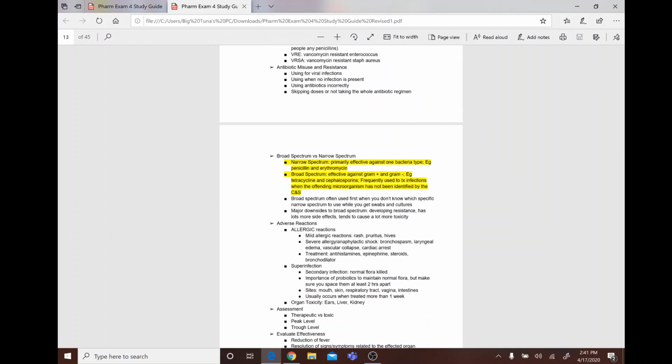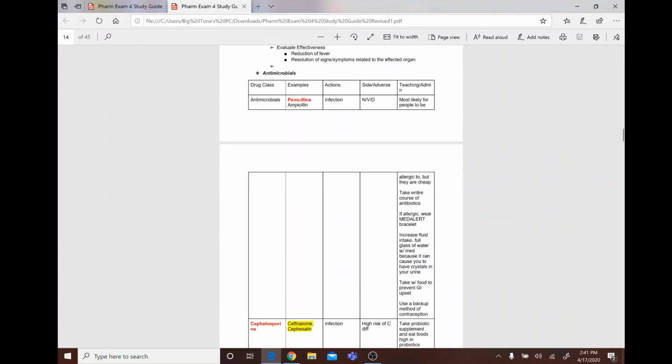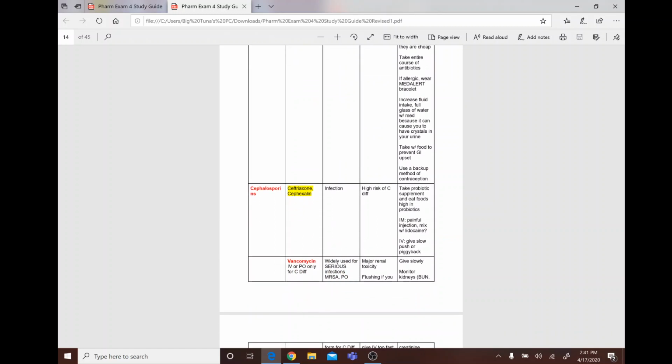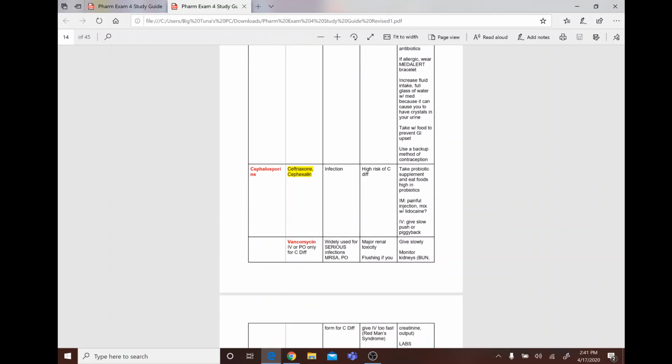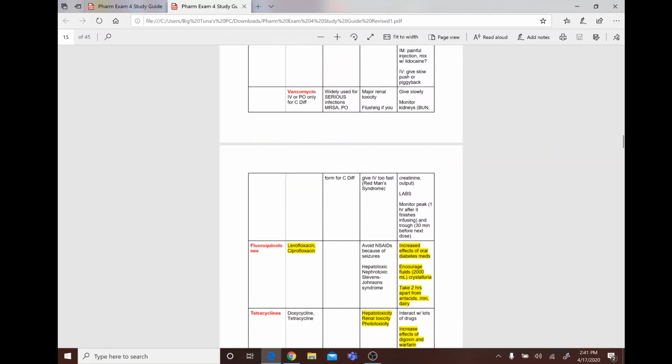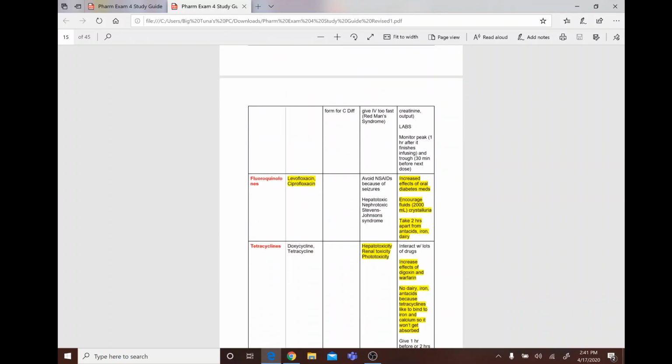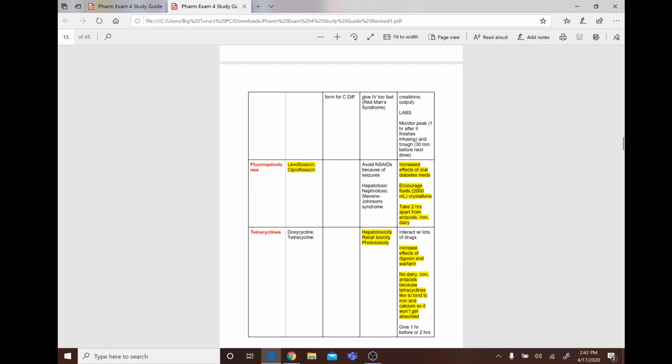Alright, what are some examples of narrow spectrum antibiotics? Penicillin and erythromycin. What are some examples of broad spectrum antibiotics? Tetracycline, cephalosporin, and vancomycin. Alright, what are some examples of cephalosporins? Ceftriaxone and cephalexin. What are some examples of fluoroquinolones? Levofloxacin and ciprofloxacin. What are the drug interactions of fluoroquinolones?